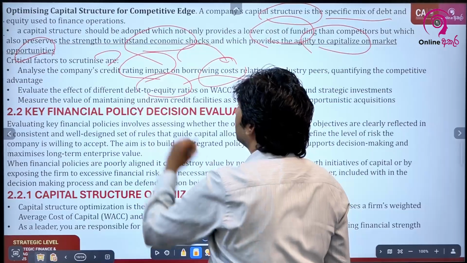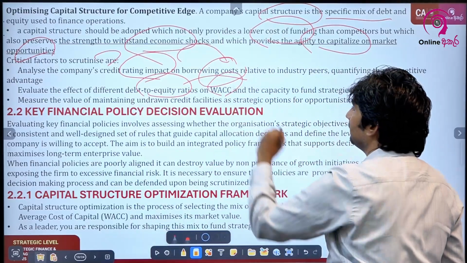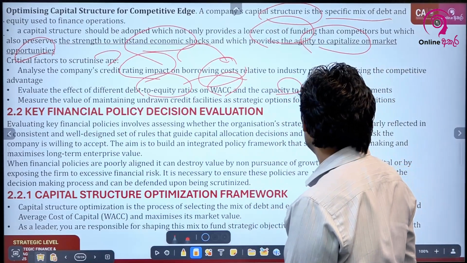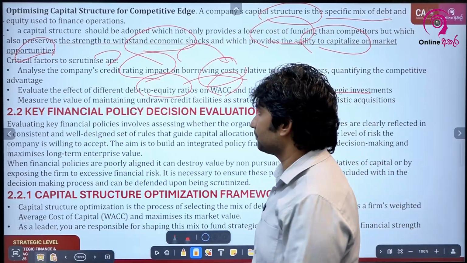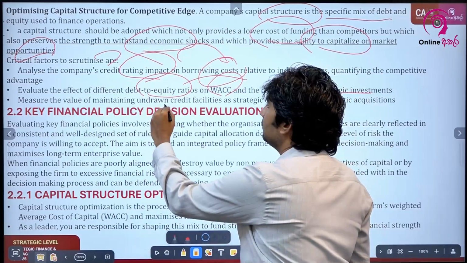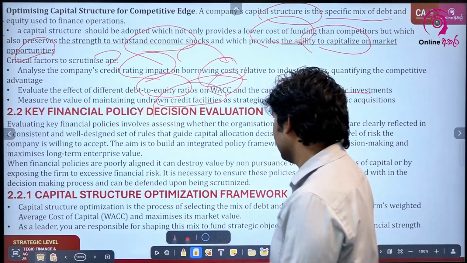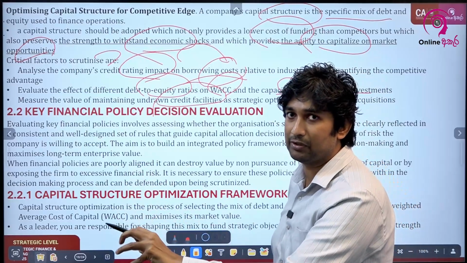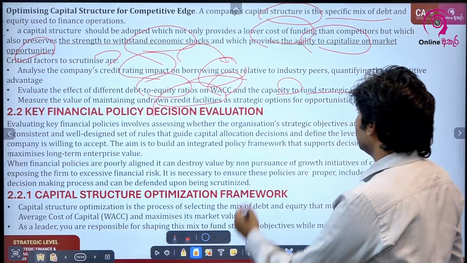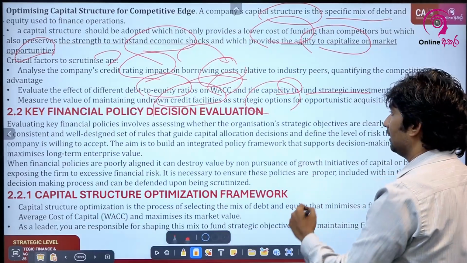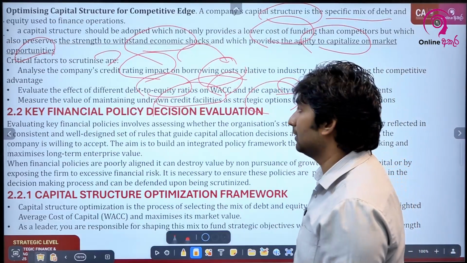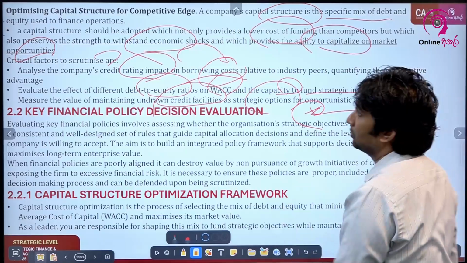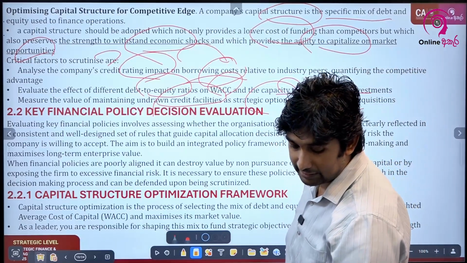You need to see how different debt to equity ratios impact the weighted average cost of capital and the capacity of the organization to fund future strategic investments. And also measure the value of maintaining undrawn credit facilities. So usually organizations have undrawn credit facilities if they see a market opportunity so that they can use it. So consider whether you have undrawn credit facilities at hand as a buffer so that you can use those credit facilities whenever you see a market opportunity. So these factors you need to always evaluate.